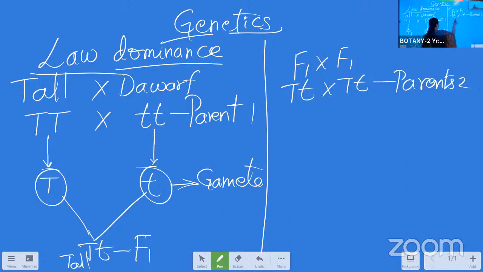Parents 2. Now, in this, how many gametes we will get? From this parent, 2 gametes, from this parent, 2 gametes. If we represent it like this, it will be clumsy. We cannot easily see which type of gamete is going to combine with which type of gamete in the male and the female parent. So, better to go with the Punnett square picture.